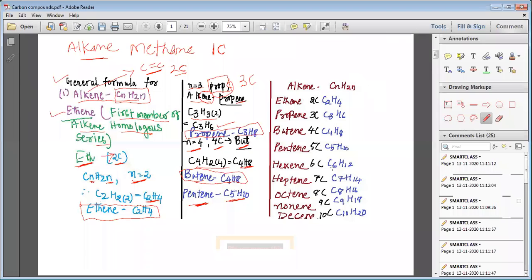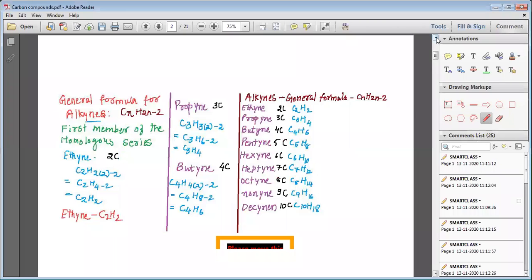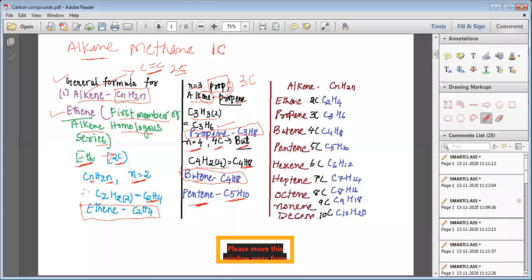Let us look at these particular words that represent the various numbers of carbon, my dear students. First, the word eth represents 2 carbons. Prop represents 3 carbons. But represents 4 carbons. Pent represents 5 carbons. Hex represents 6 carbons. Hept represents 7 carbons. Oct represents 8 carbons. Non represents 9 carbons. And dec represents 10 carbons.